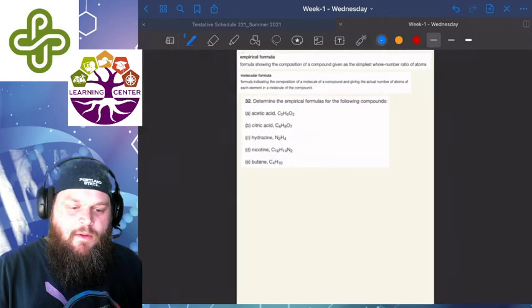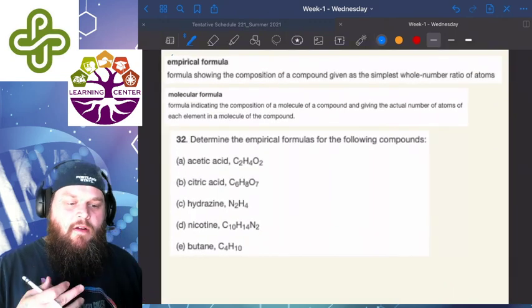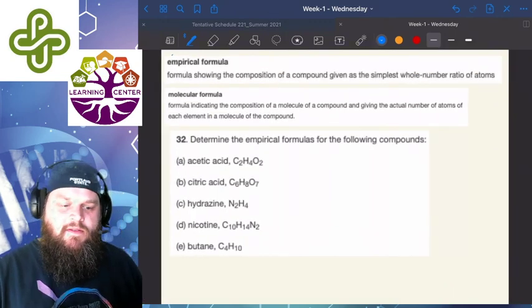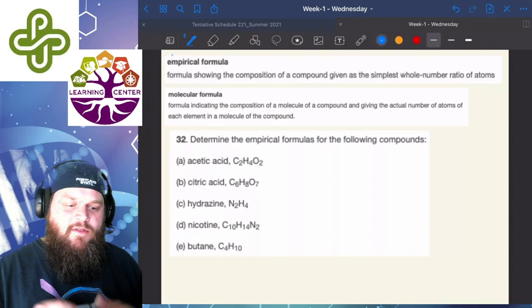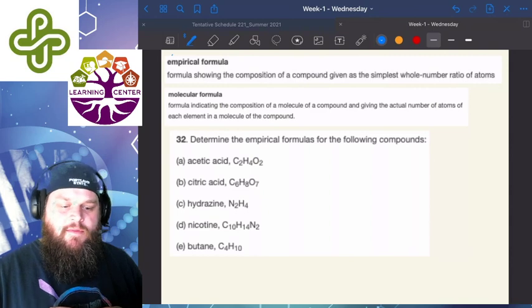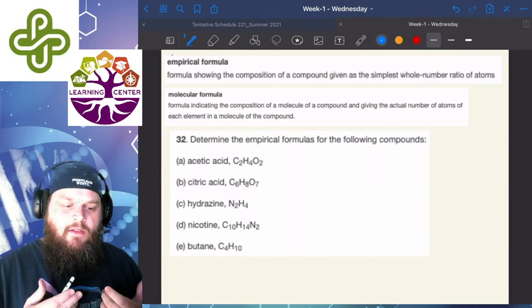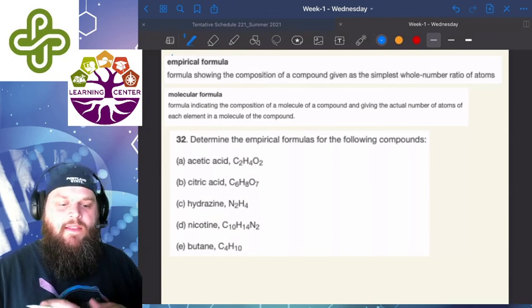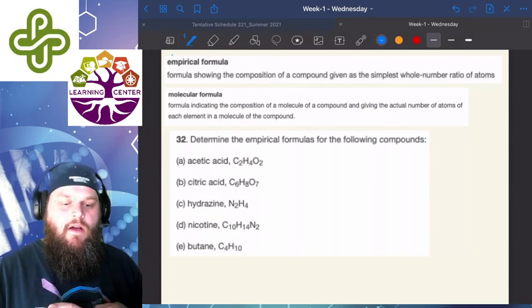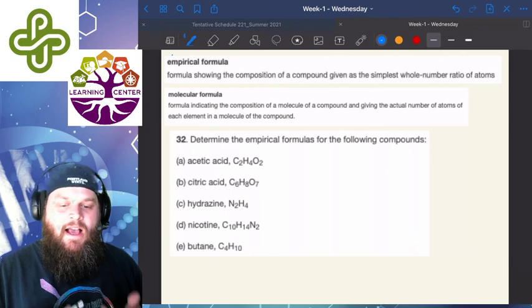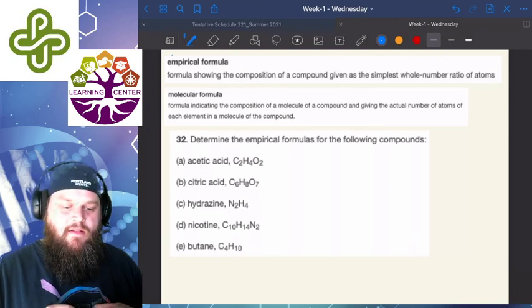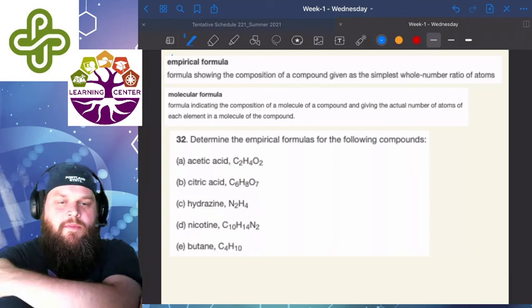Last thing I want to talk about today is the difference between empirical formulas and molecular formulas. The empirical formula is a formula showing the composition of a compound, giving the simplest whole number ratios, whereas the molecular formula indicates the composition of a molecule of a compound, giving the actual number of atoms of each element in the molecule of the compound.